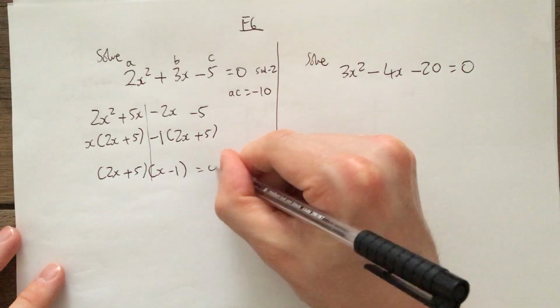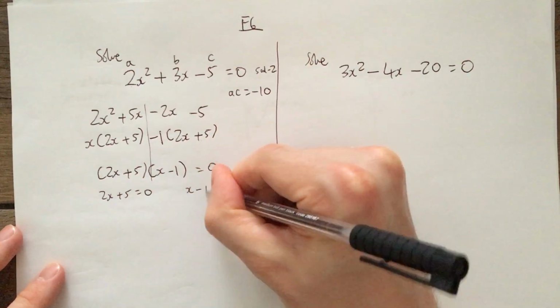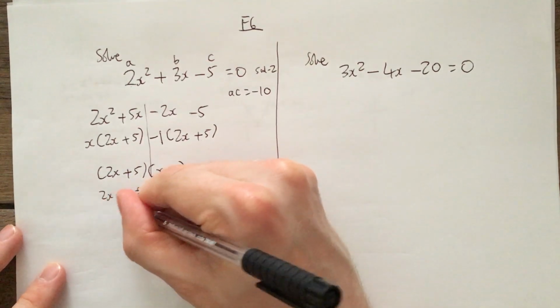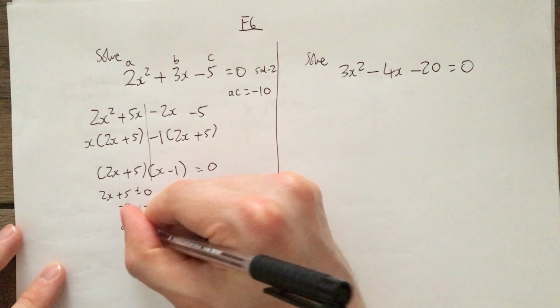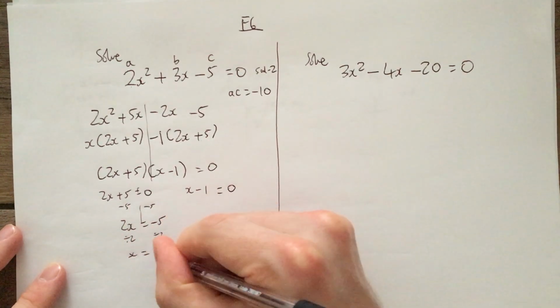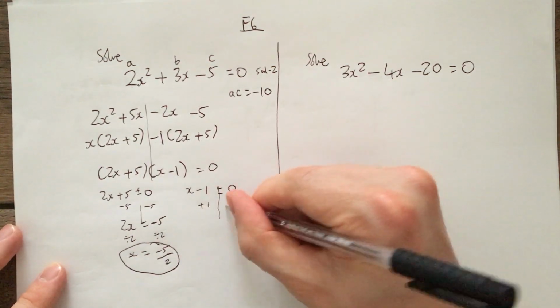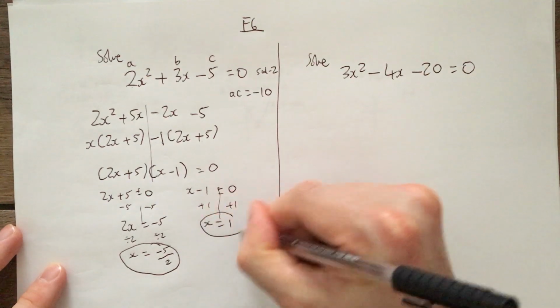Because I'm solving it, I'm equating it to 0. So 2x plus 5 equals 0, x minus 1 equals 0. Minus 5 both sides, 2x equals negative 5. Divide by 2, x equals negative 5 over 2. That's one of our answers. Add 1, x equals positive 1.